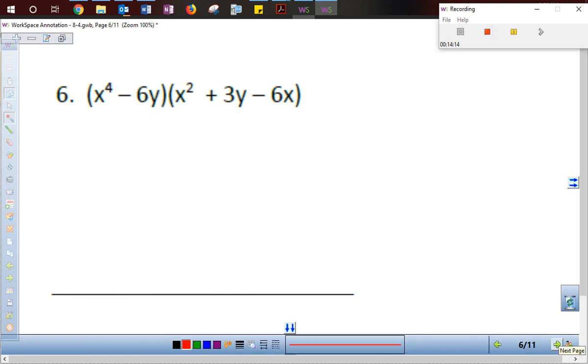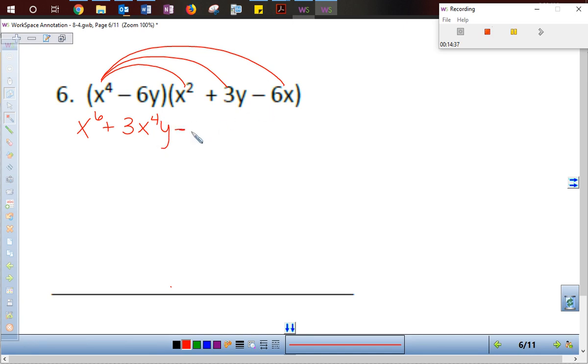On number 6, if you'll notice, we have different degrees and a couple of different variables, but it's still okay because we're still going to follow the same process. So let's go through and distribute my first term. When I distribute x to the fourth times x squared, I get x to the sixth. X to the fourth times 3y gives me 3x to the fourth y, and x to the fourth times negative 6x gives me negative 6x to the fifth.